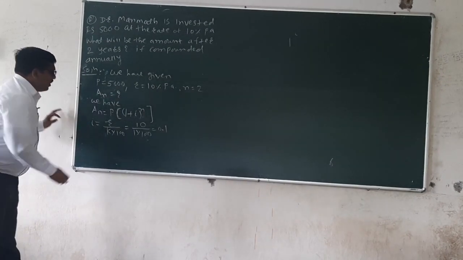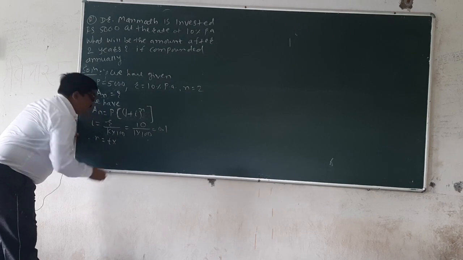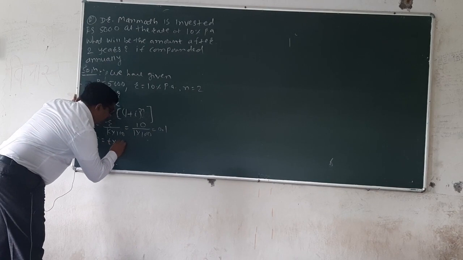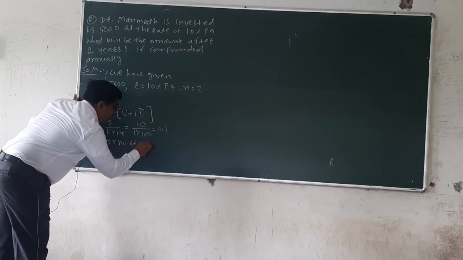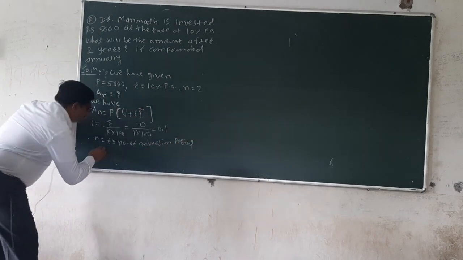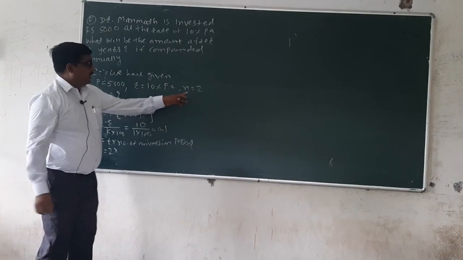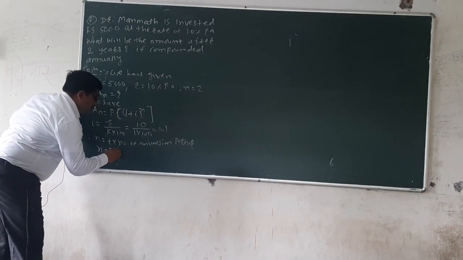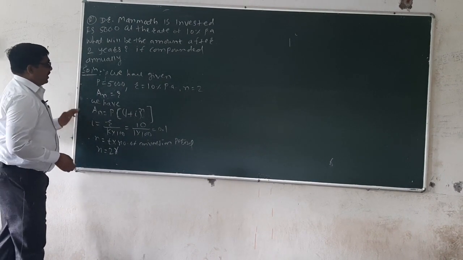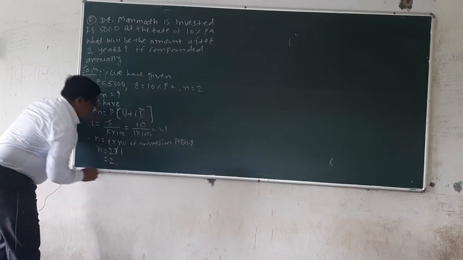Now N is what? N is T into the number of conversion periods in a year. T is 2, and the number of conversion periods in a year is 1, because compound interest is calculated annually. So N is equal to 2.